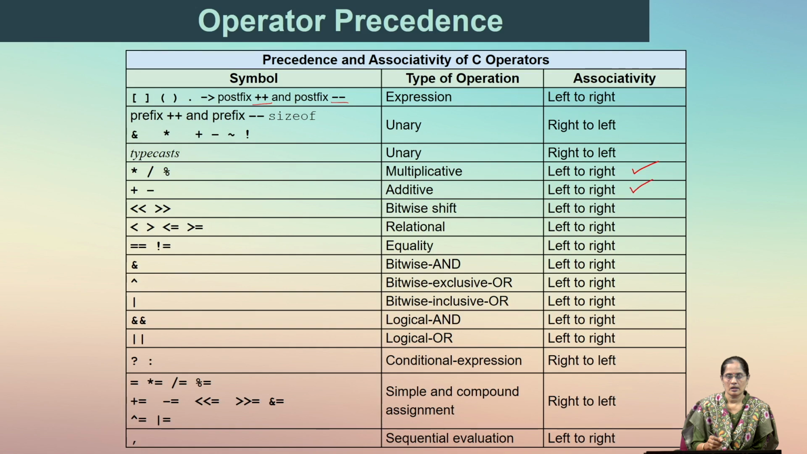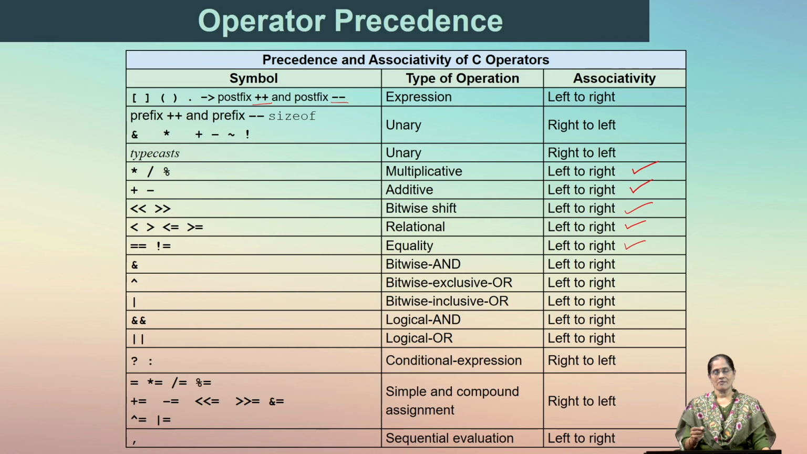Bitwise left shift and right shift have the next priority, which is left to right again. And we have relational operators at the next level of priority, with associativity left to right. Then we have equality operators, equal and not equal operator, with the same associativity rule, left to right. And we have all the bitwise AND, bitwise exclusive OR, bitwise inclusive OR, logical AND, logical OR, and then conditional operator, and at the end we have all the shorthand assignment operators.